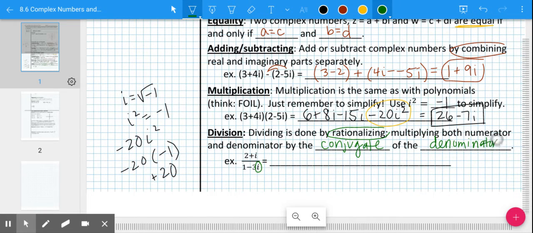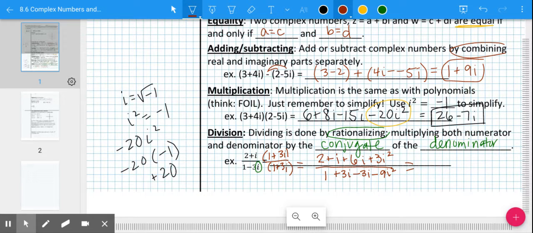Conjugate of the denominator. Which one is the conjugate of the denominator? The conjugate of the denominator was the 1 plus 3i. So that means you are going to FOIL out a 1 plus 3i on both the top and the bottom. On the top, that should give you a 2, an i, a 6i, and a 3i squared. In the denominator, what you get is a 1, a plus 3i, a minus 3i, and a minus 9i squared.